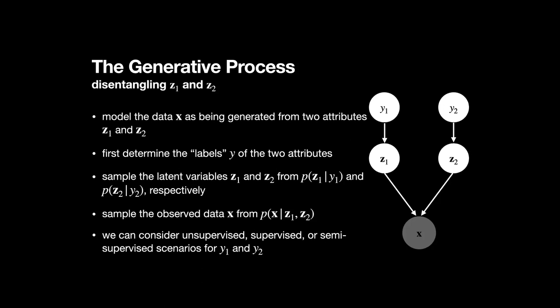And as in the Gaussian mixture variational autoencoder, we have Y1 and Y2 to govern the class, the category of the latent variable. So this generative process simply says that we first determine the labels Y of the two attributes, and then we sample the latent variables Z1 and Z2 from the conditional distribution P of Z given Y. And then finally, we sample the observed data X from P of X given both of the latent variables. And as we mentioned before, we can consider unsupervised, supervised, or semi-supervised scenarios for the two labels, Y1 and Y2.